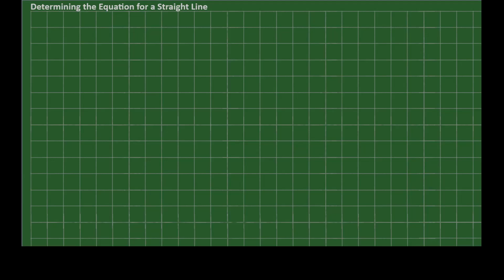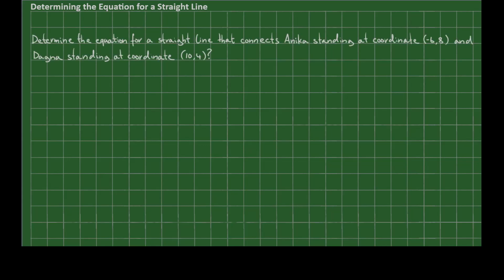Hello good people, I'm going to demonstrate how to determine the equation for a straight line. Our problem is asking us to determine the equation for a straight line that connects Annika, who is standing at coordinate -6, 8, and Dagmar, standing at coordinate 10, 4.